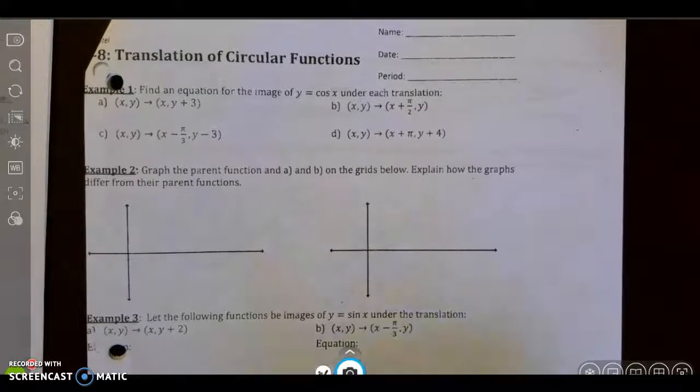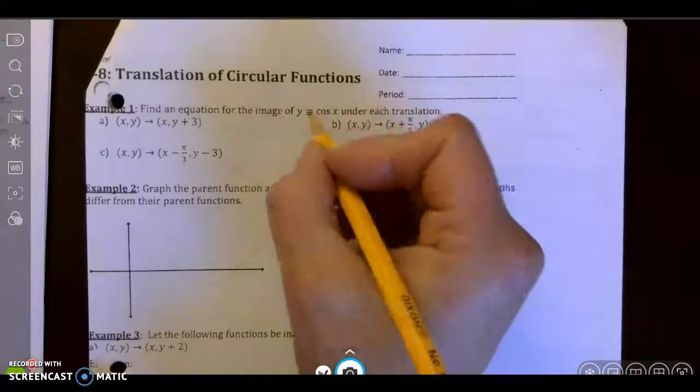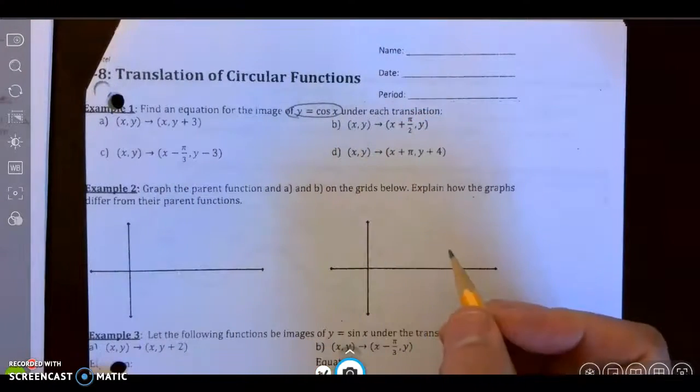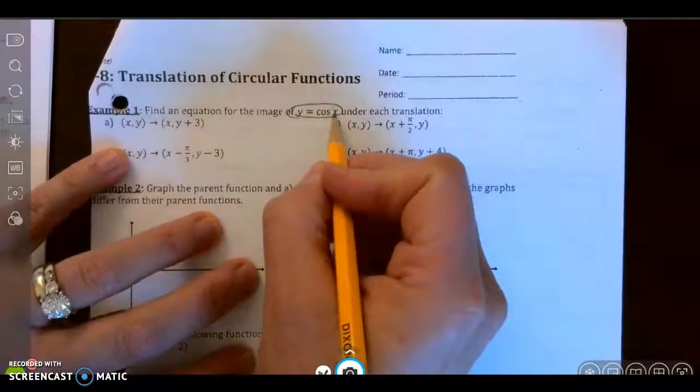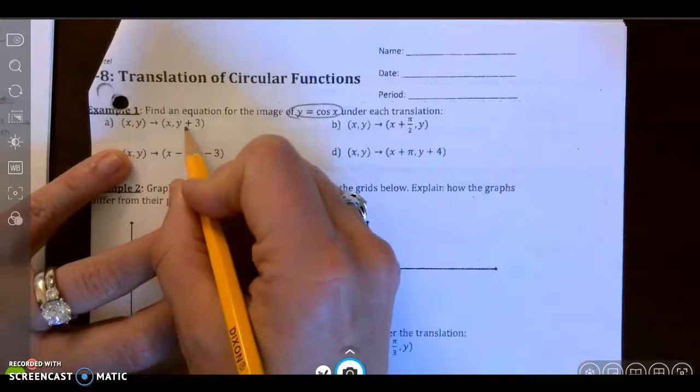For today's lesson, we're going to look at the translation of circular functions. So we're going to be sliding them up or down or left or right. So let's start off by writing the equation for the image of y equals the cosine of x under each of these translations. Right, we're not doing anything to the x, but we're moving the y up 3.